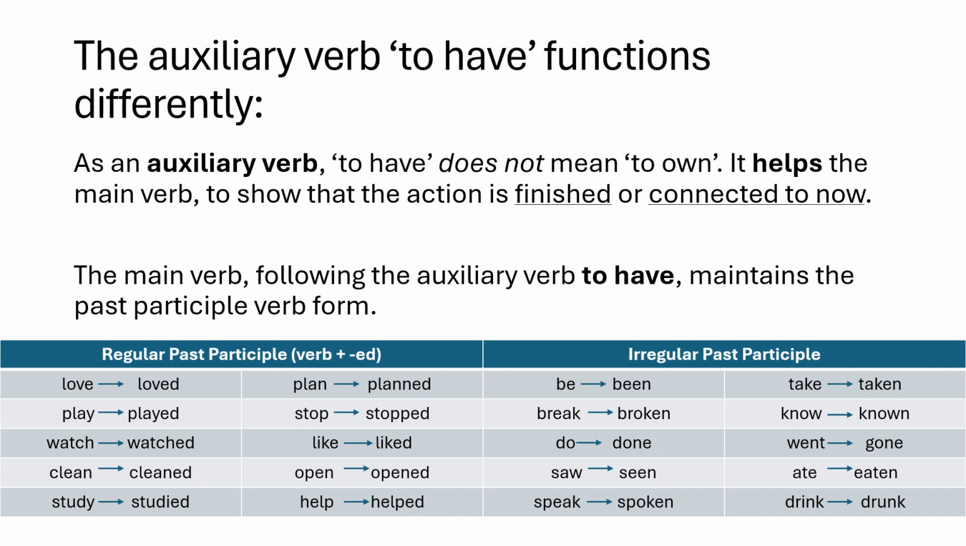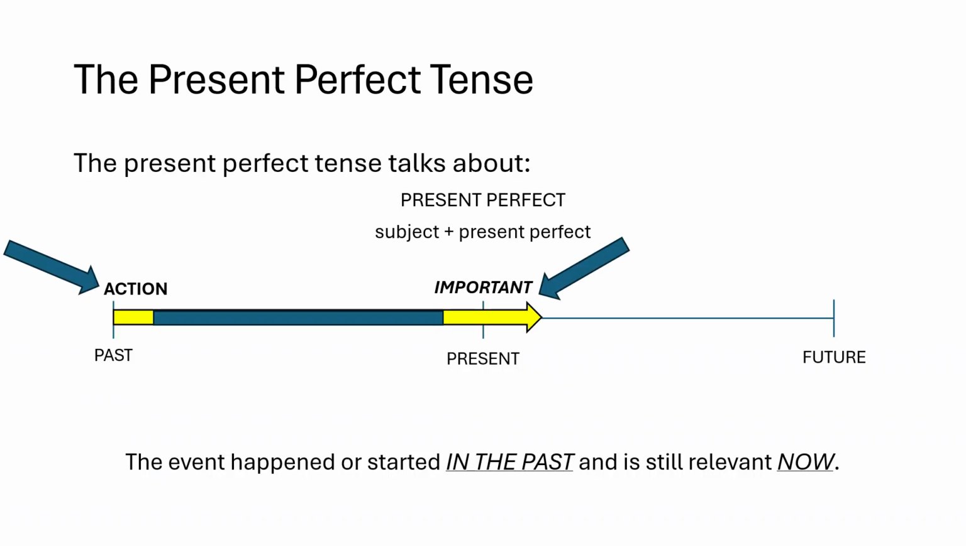Past participle verbs are used for perfect tense, such as she had gone home, or the passive voice in sentences, such as the letter was written yesterday. This diagram shows what the present perfect tense looks like. The action happened in the past, but is still important now, or it started in the past and is still true now.